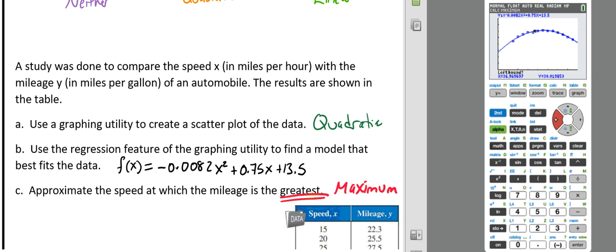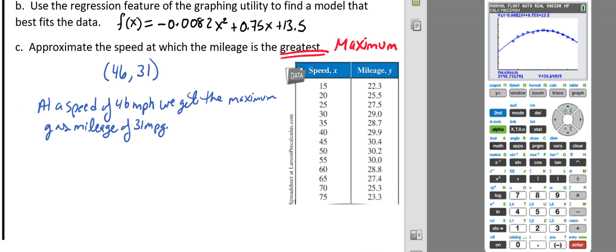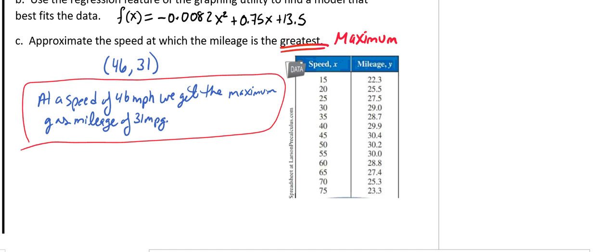So we need to be to the left side of our peak, and then we'll need to make sure that we move over to the right side of our peak as well. And we'll calculate that, and we'll find a maximum of 45.7 and 30.6. So we'll go ahead and round that to 46, 31. So what does that mean? It means that at a speed of 46 miles per hour, we get the maximum gas mileage of 31 miles per gallon. Let's do another one.